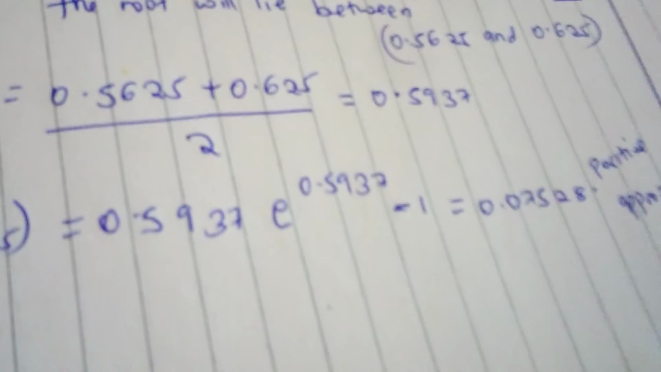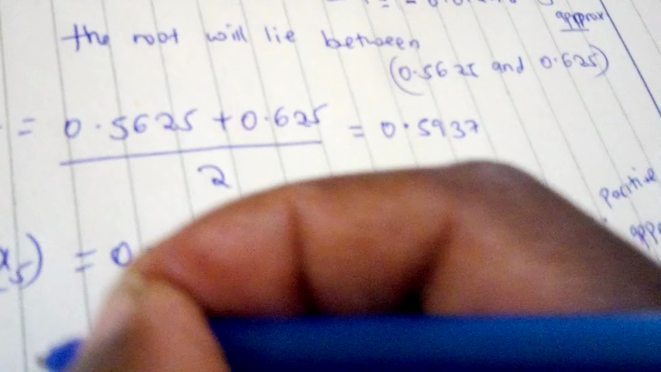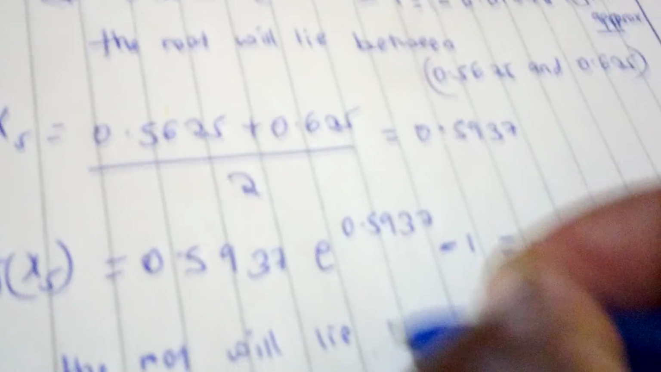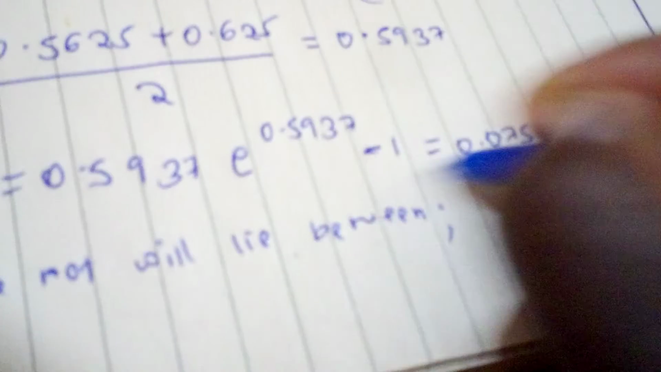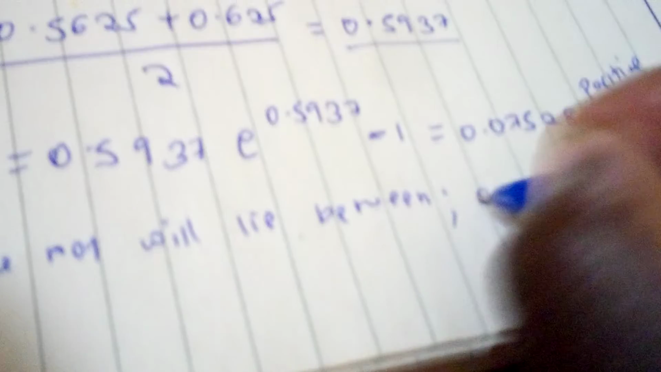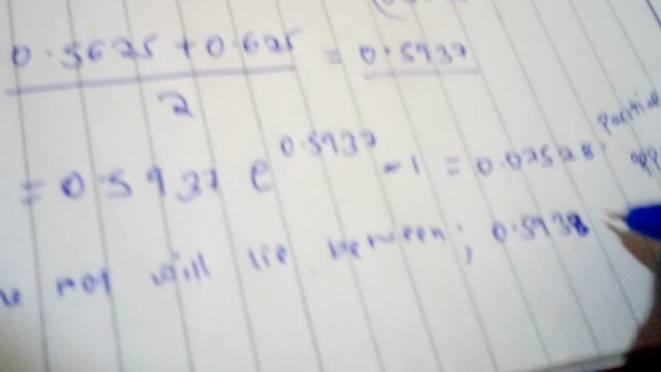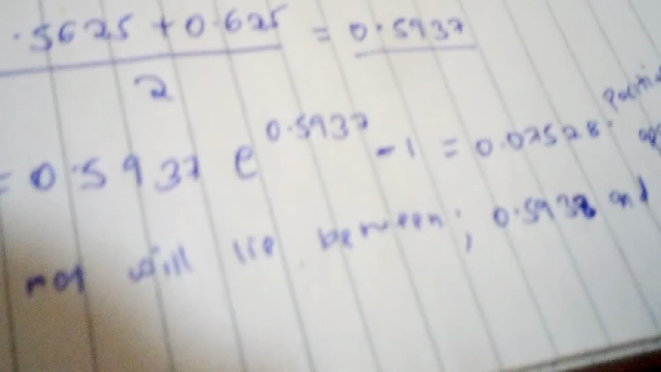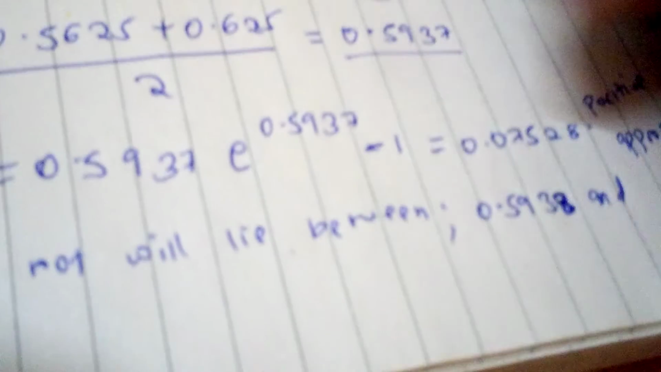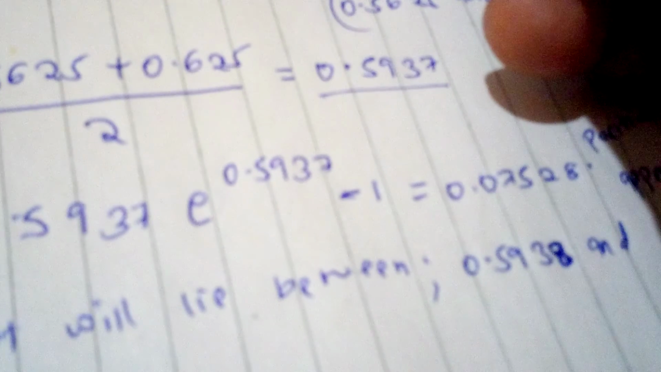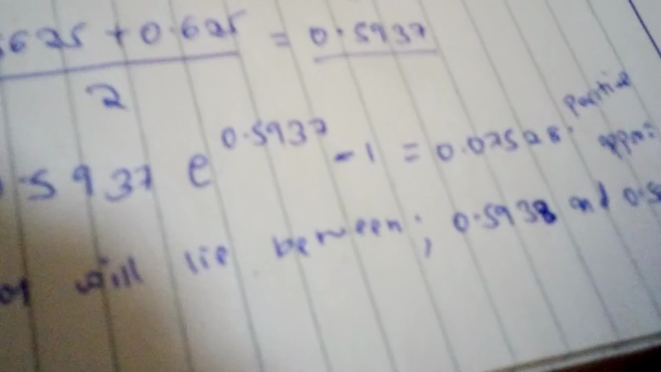A positive approximation. Therefore, the root will lie between 0.5937, or 0.5938 to 4 decimal places, and our negative. Our negative was 0.5625.